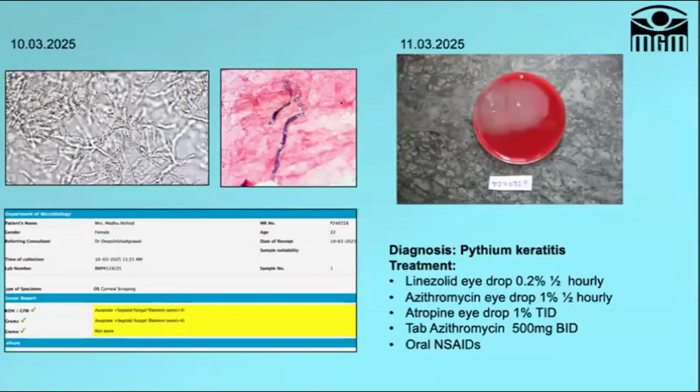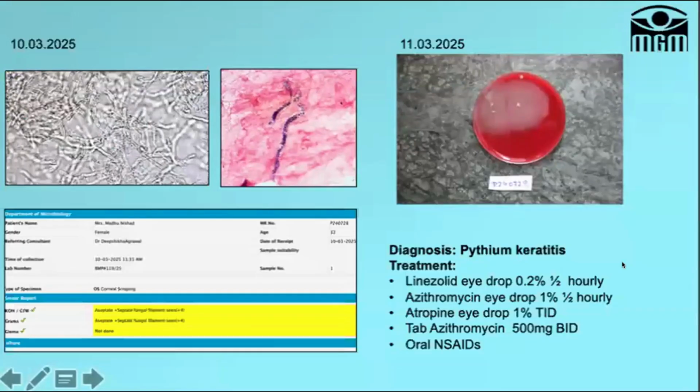So we did a corneal scrape, and in KOH and in gram stain, you can see that these are aseptate fungi. The microbiologists also reported that there were some septae also. And you can see this typical folded, ribbon-like appearance. There's a fold out here. There's a kind of a terminal bend. And on the first day only, we got the typical pythium colonies.